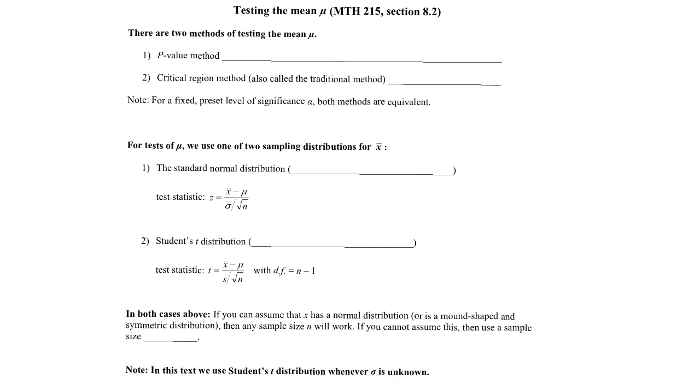So today we look at section 8.2, which just like section 8.1 involves hypothesis tests. And this one is just for a little bit different condition. So it turns out there are two methods of testing the mean. There's the p-value method, and that's the method that we are looking at. It is by far the most popular method in use today.